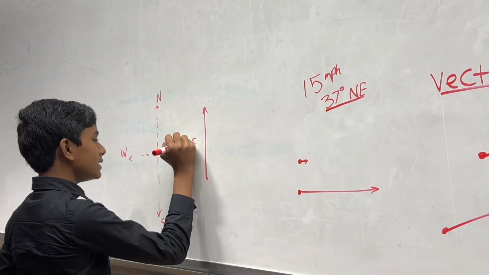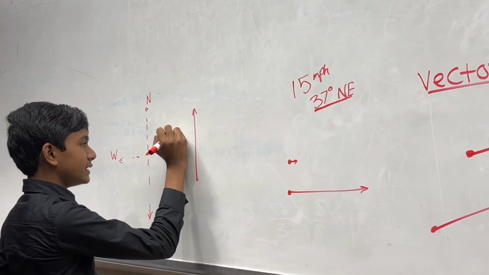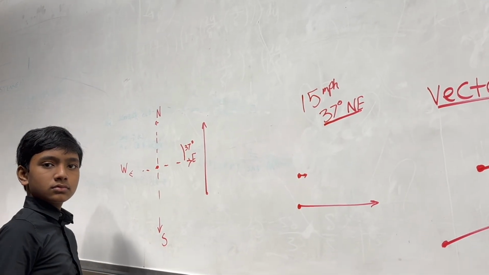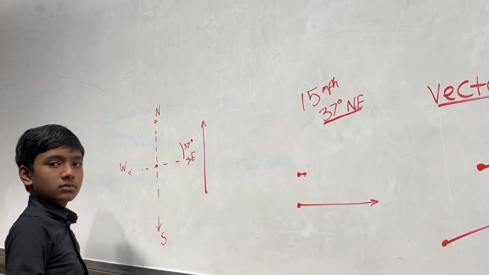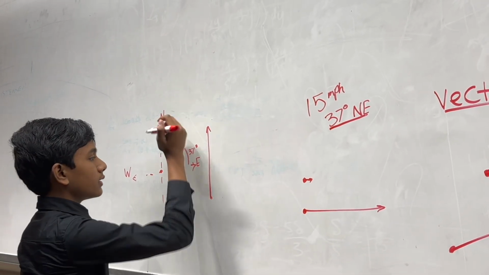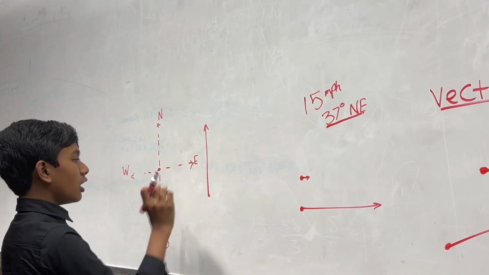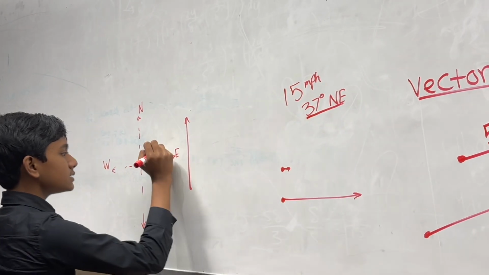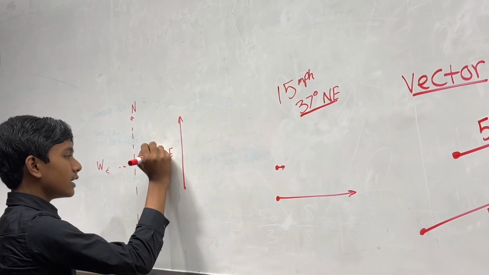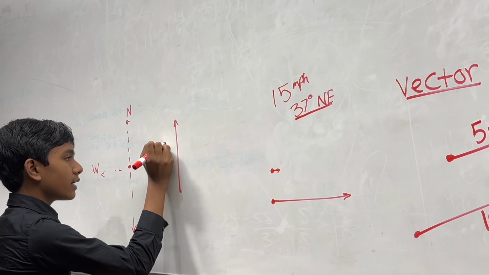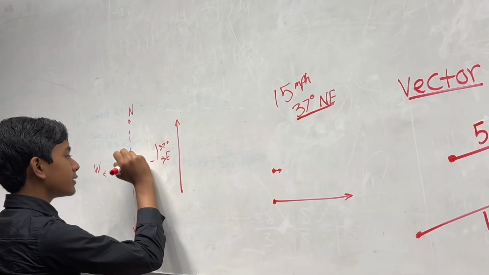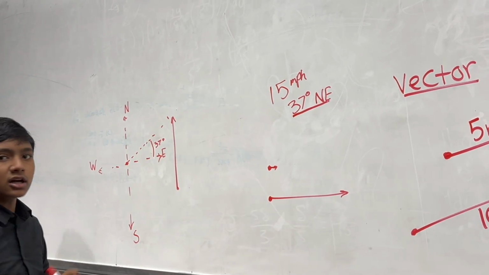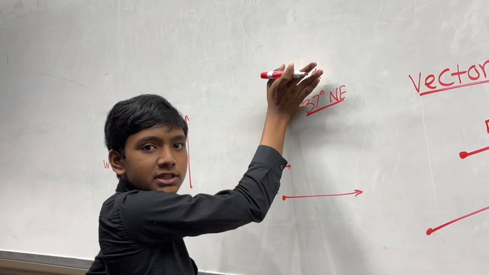37 degrees to the northeast thus means we're going 37 degrees up, which you learned in your trigonometry class: when you measure the angle, always start from the x-axis counterclockwise. So 37 degrees to the northeast means we start from east and we go 37 degrees. That's the direction the wind is blowing. So you can't just say it's at 37 degrees to the northeast.